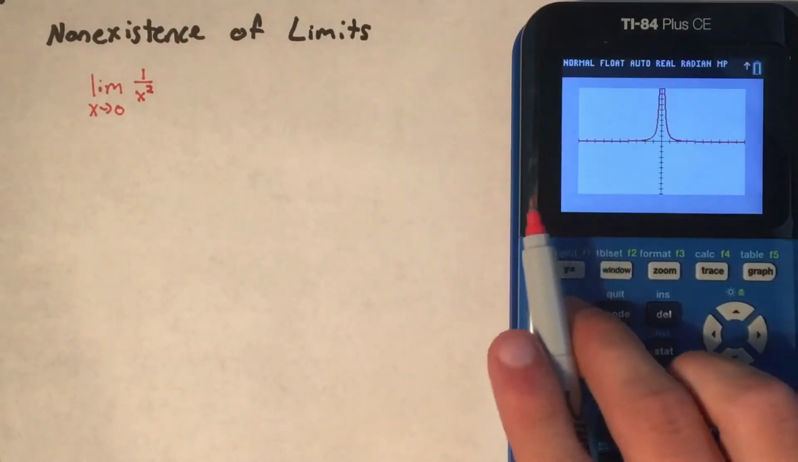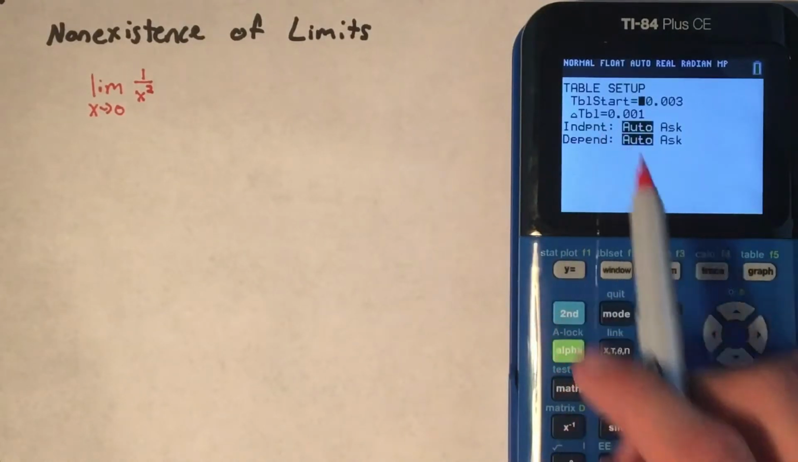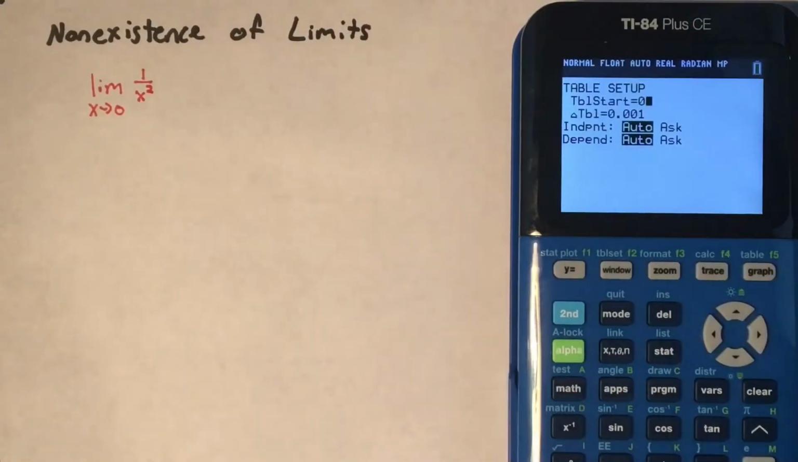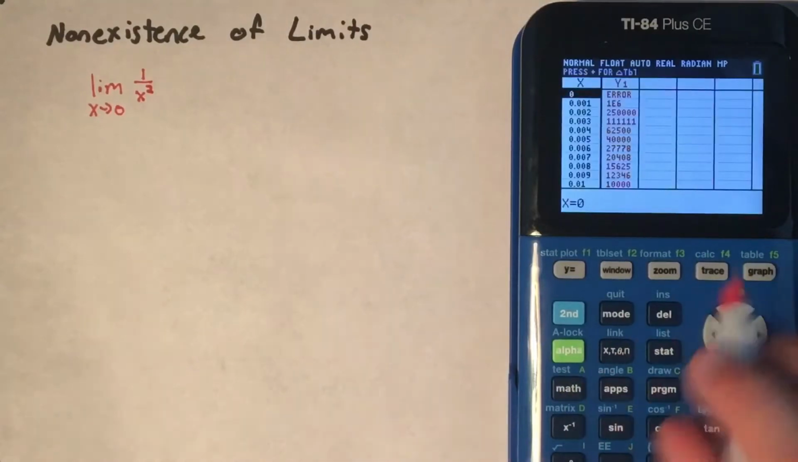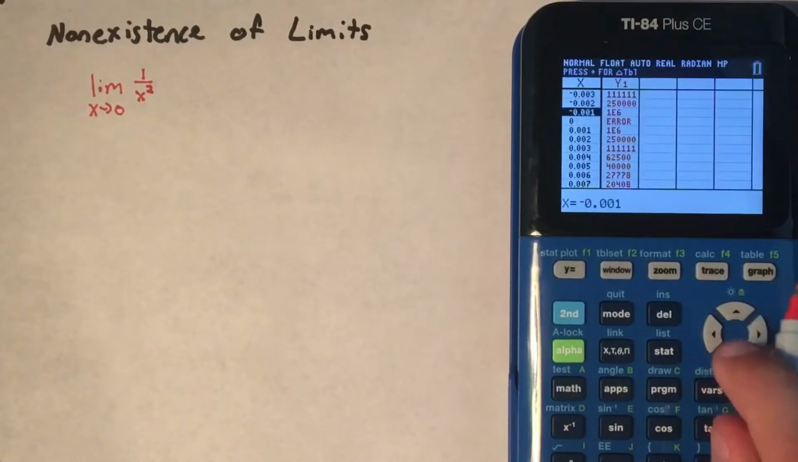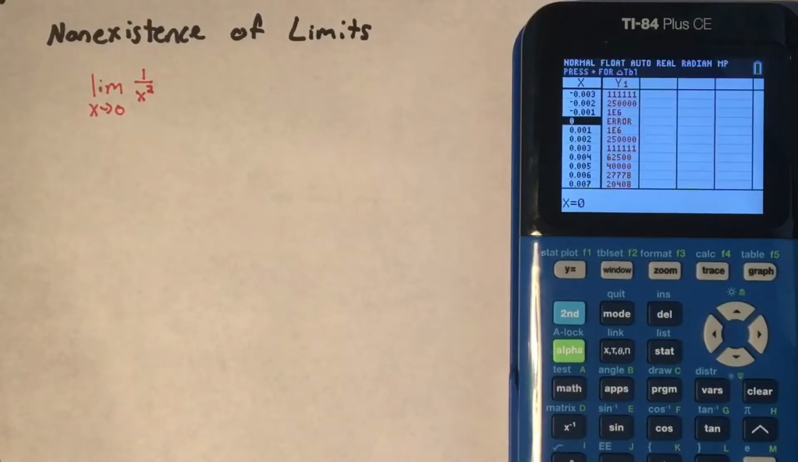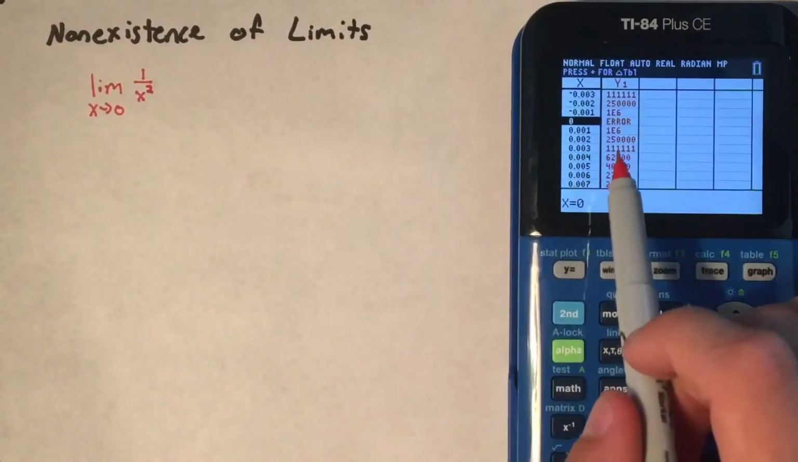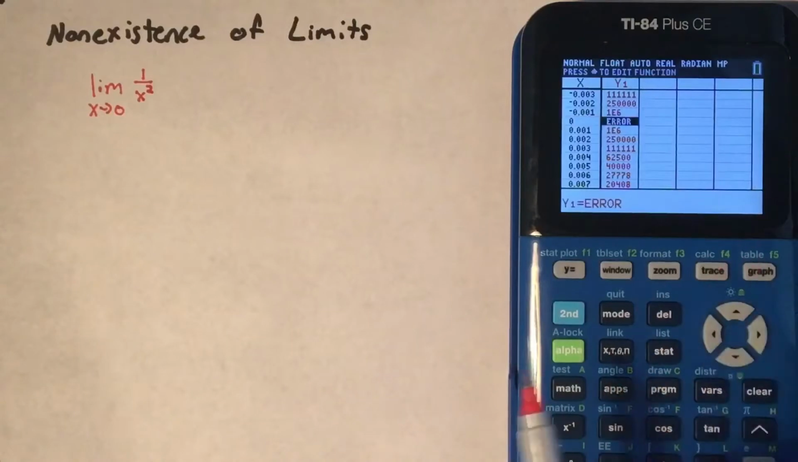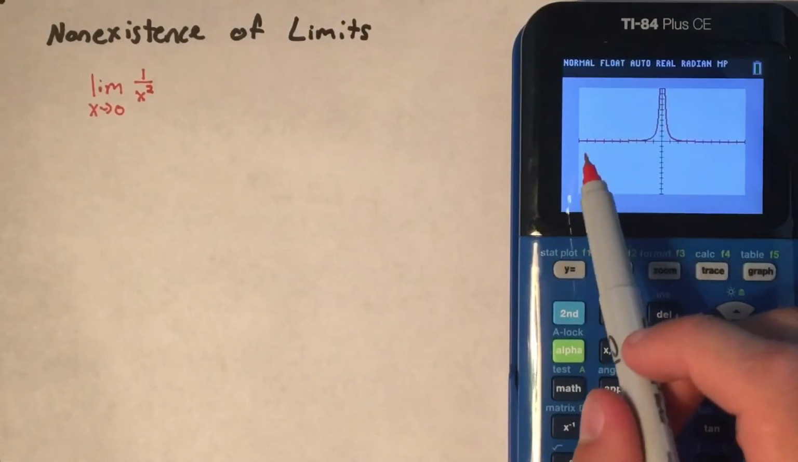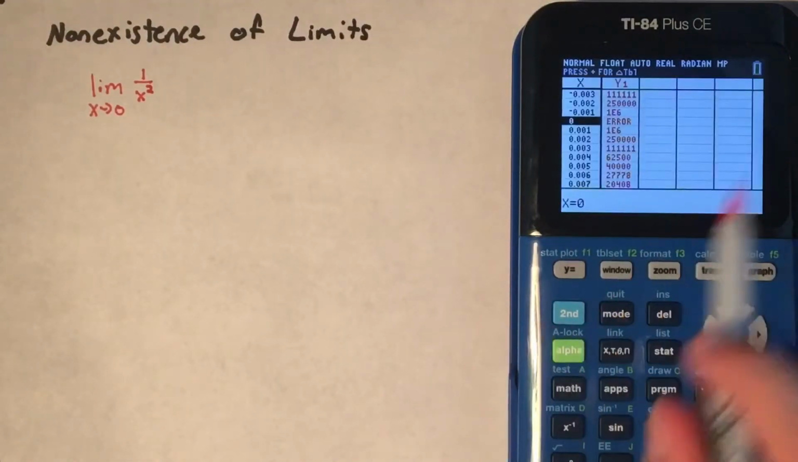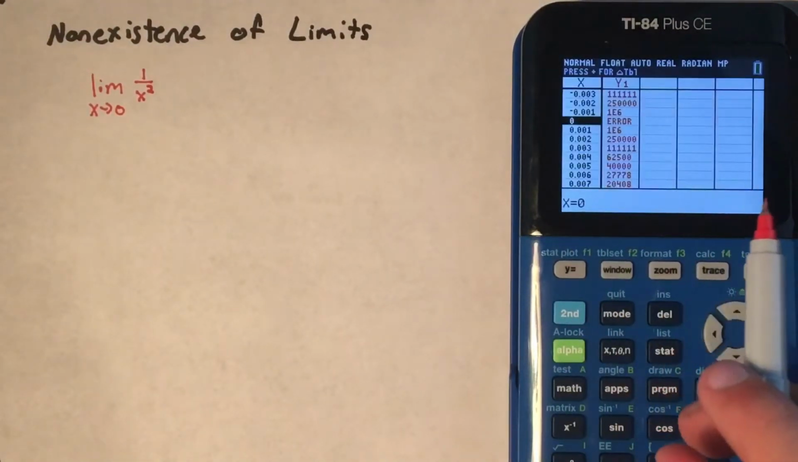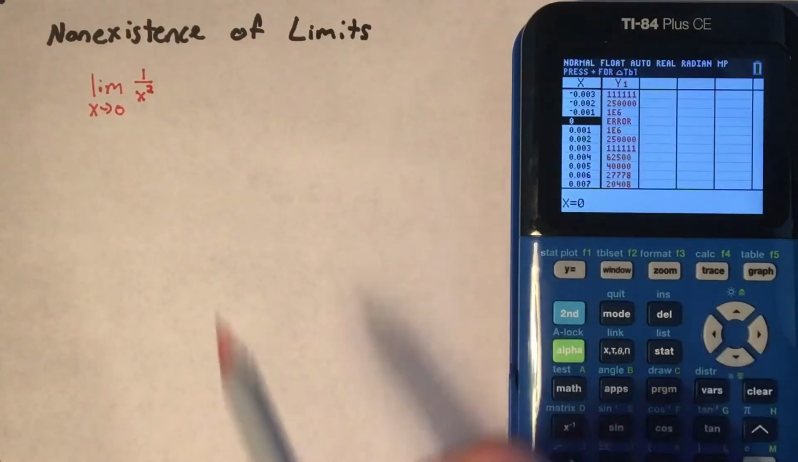From here, you want to go to your table set and have your table start at 0. That is our constant. And have your table step be a small number like we've had in the past. From here, come to the second table, once again move up a little bit, and then move back down to 0. So we can see here at 0, which is what we're trying to find the limit of, we have an error. Therefore, our graph is never going to hit 0. It's undefined at 0.